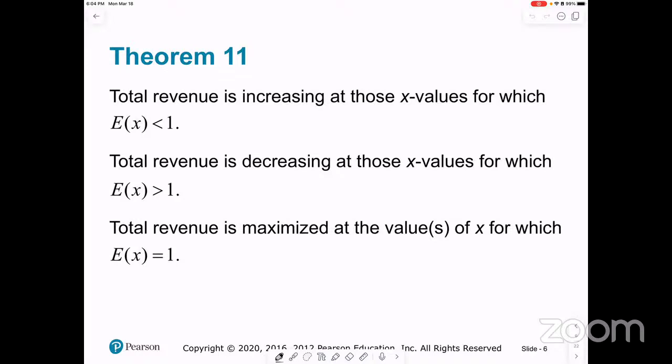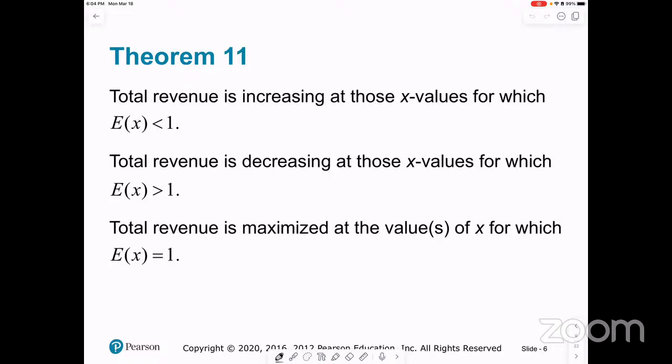It does make sense that we want to maximize the revenue. If the revenue is increasing, that means we're not getting the most bang for our buck; it's not maximized. If the total revenue is decreasing, obviously you don't want the revenue to decrease. So oftentimes you would want the revenue to be maximized, so you would want your elasticity of demand to equal 1. That's just me piggybacking off of this slide.